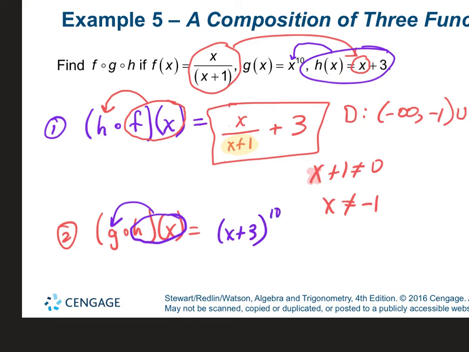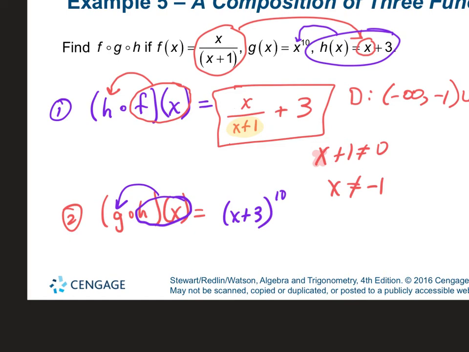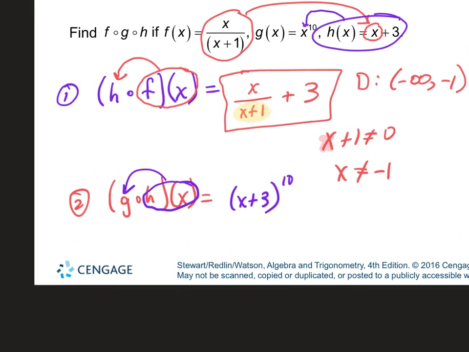Now, I'm not going to have you do this, but what would this mean? What does it mean if it says x plus 3 to the 10th power? You would FOIL it 10 times. You would have 10 of those parentheses and FOIL it out. I'm not going to have you do that. I want you to understand the concept here.